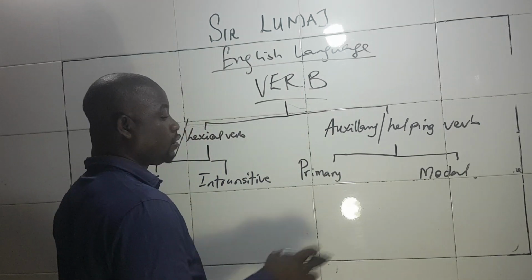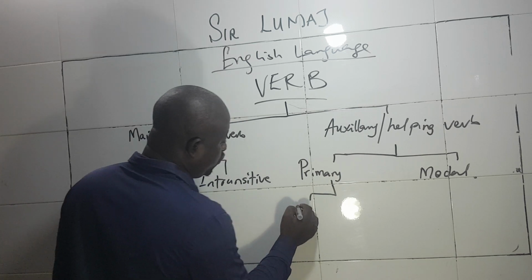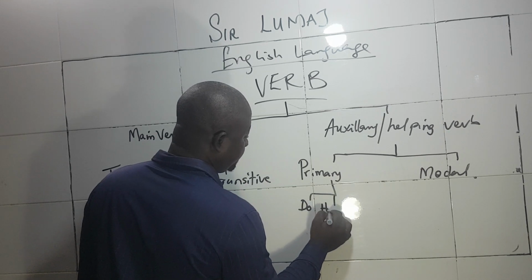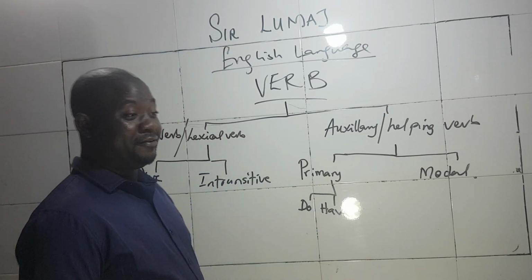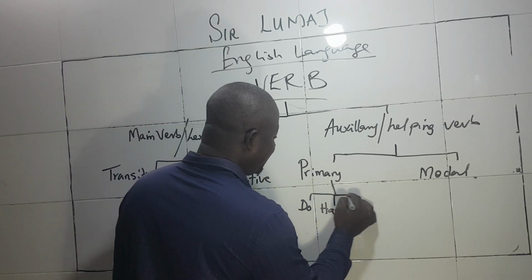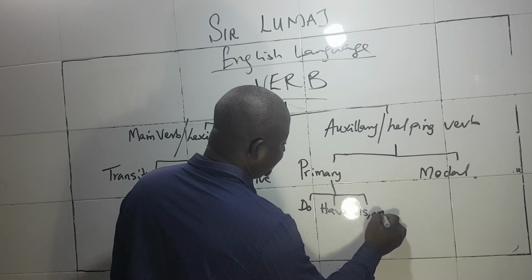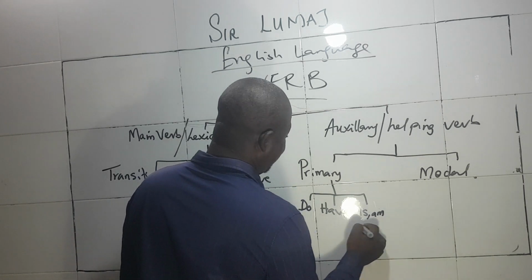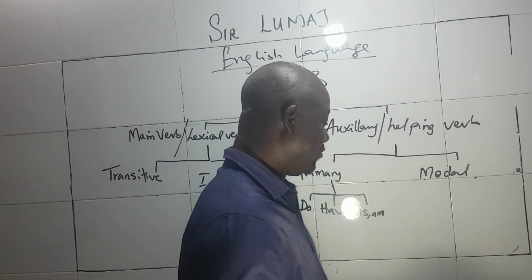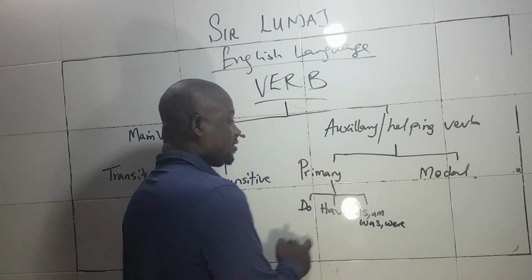So, under primary auxiliary verb, we have the do verb, we have the have verb. So if I ask you now, what part of speech is have? We have the is, we have the am, we have the was, we have the were in this class.